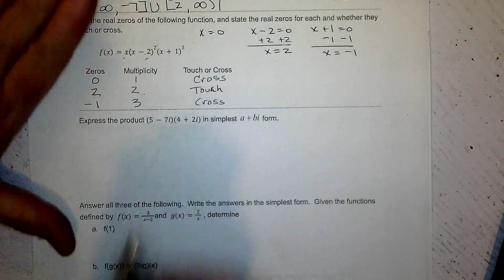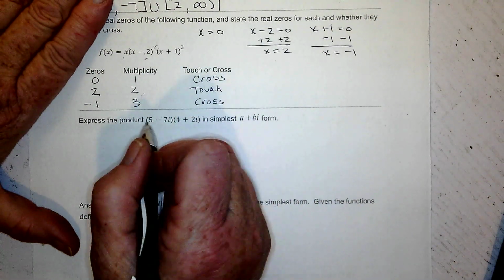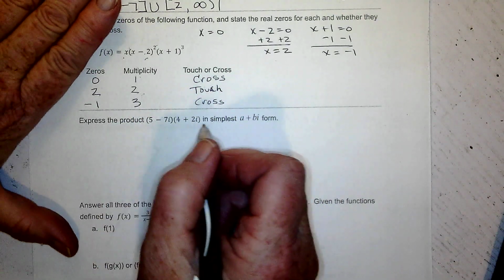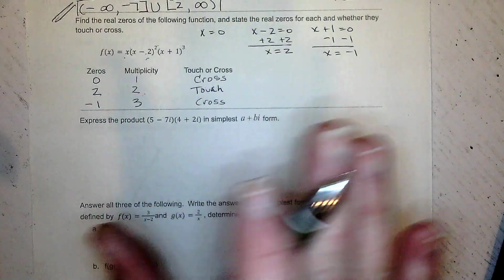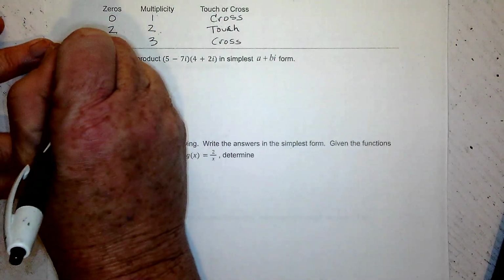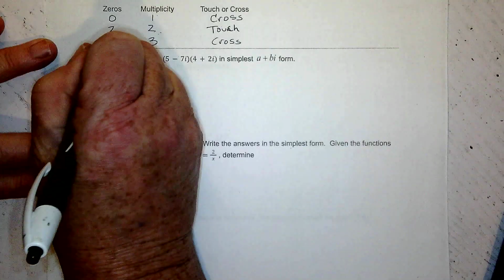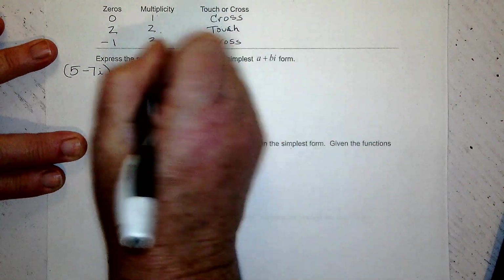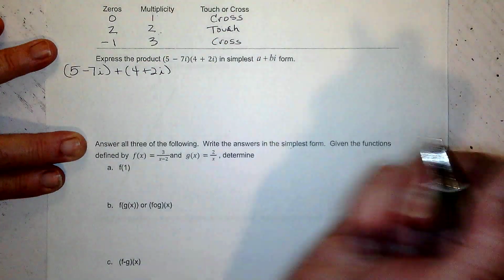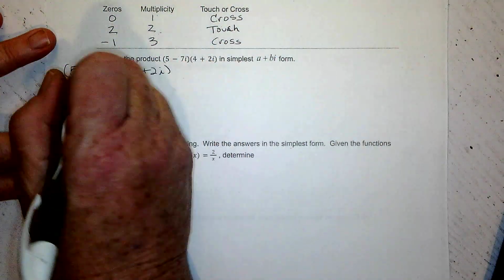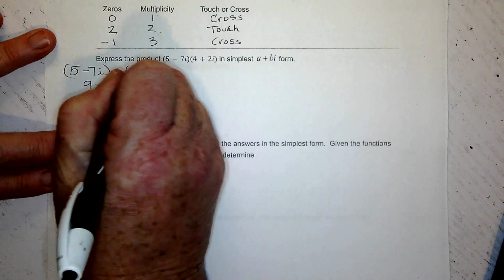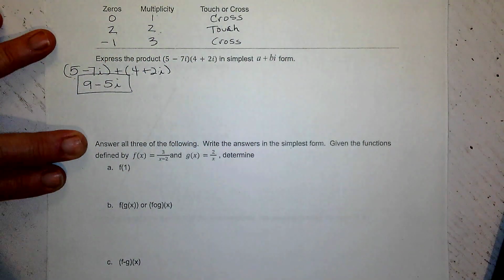All right, express the product. Be careful. I could have you adding these two binomials. I could have you subtracting them, multiplying them, dividing them. Let's do all of them just to make sure you know how to do all of these. So if I give you 5 minus 7i plus 4 plus 2i, I'm just adding them. The parentheses go away. 5 plus 4 is 9. Negative 7 plus 2 is negative 5i in a plus bi format.